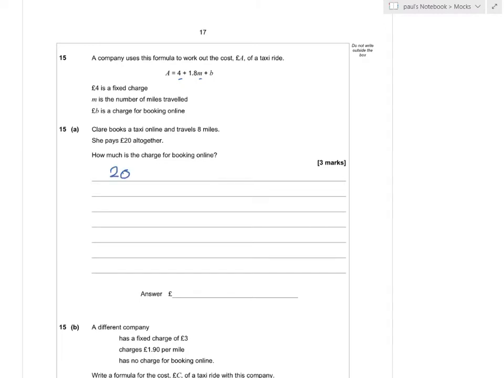Alright, so you've got £20 equals 4 plus 1.8 times the number of miles plus the booking fee. So 1.8 times 8 equals 14.4, plus 4 equals 18.4. So we've got 20 equals 18.4, that's 40 pence, plus the booking fee. So 20 minus 18.40 equals the booking fee. So 20 minus that is £1.60.